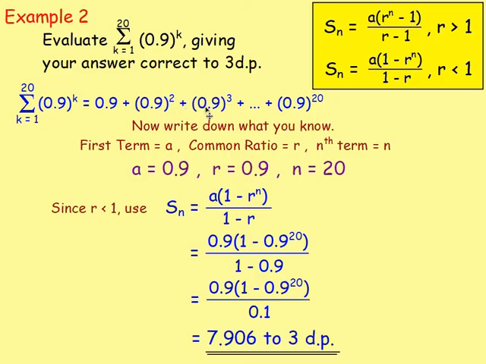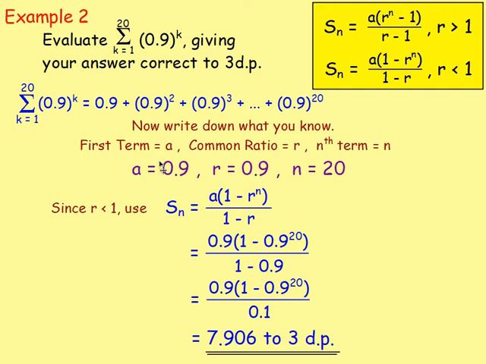Then you add on 0.9 to the power of the next number, then the next number, then the next, all the way up to the 20th number that you would sub in. So you sub in 1, then 2, all the way up to 20. So you then have 0.9 to the power of 20.